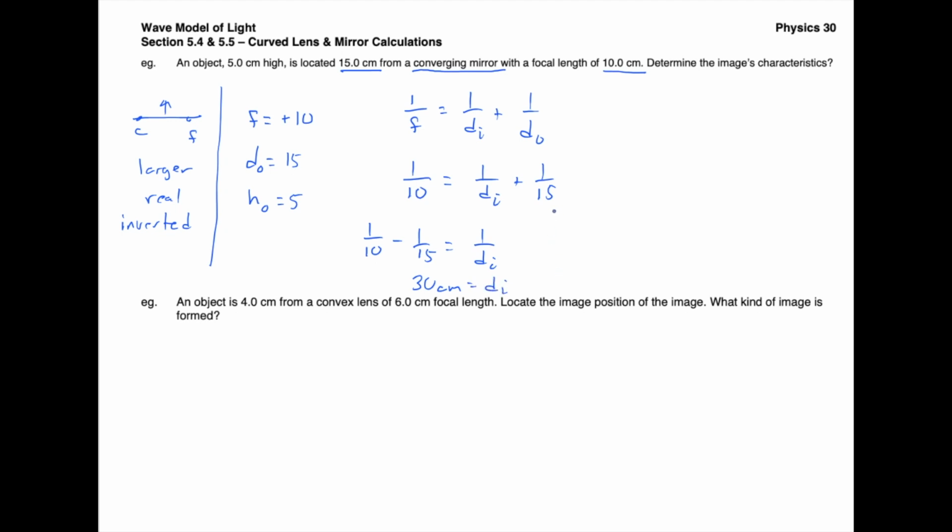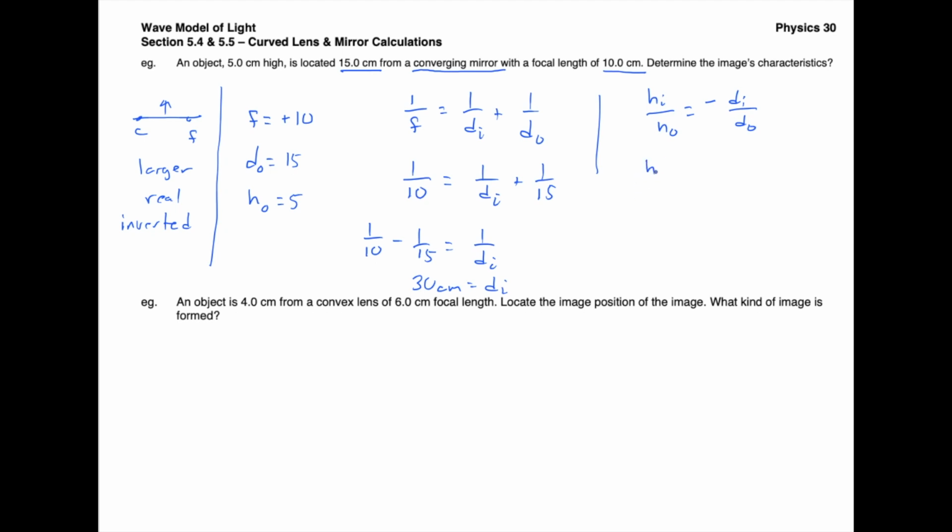And that's my distance away. Then knowing my DI, I can go to the HI over HO equation. Now that equals negative DI over DO. You will notice that my DI worked out to be a positive sign here. So again, watch your signs as you're going through. And so this negative will ensure that I end up with a negative image height.